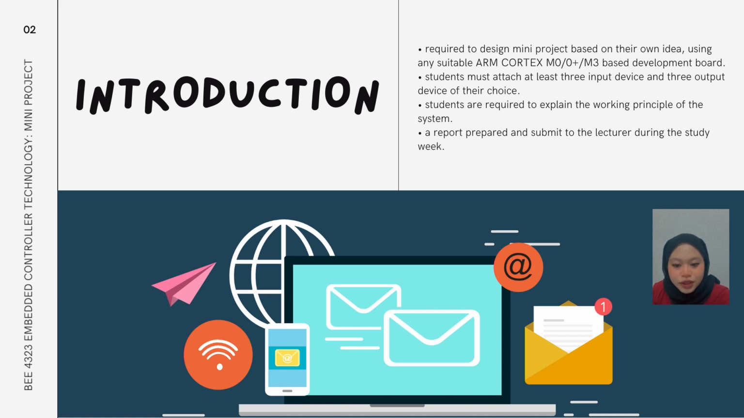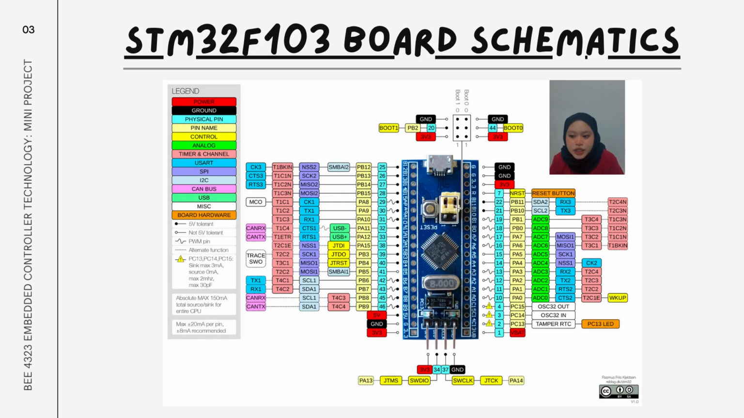Based on the project design, students are required to explain the working principle of the system. Finally, a report is prepared and submitted to the lecturer during the study week. And students decided to use STM32F103, and here is the schematic diagram. We have 14 parts on the STM32F103, which are power, ground, physical pin, pin control, analog, timer and channel, UZ, SPI, I2C, CAN bus, USB, MISC, and board hardware.